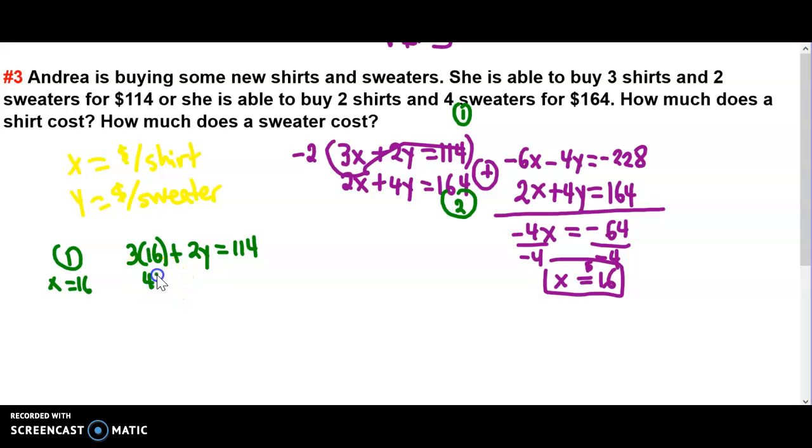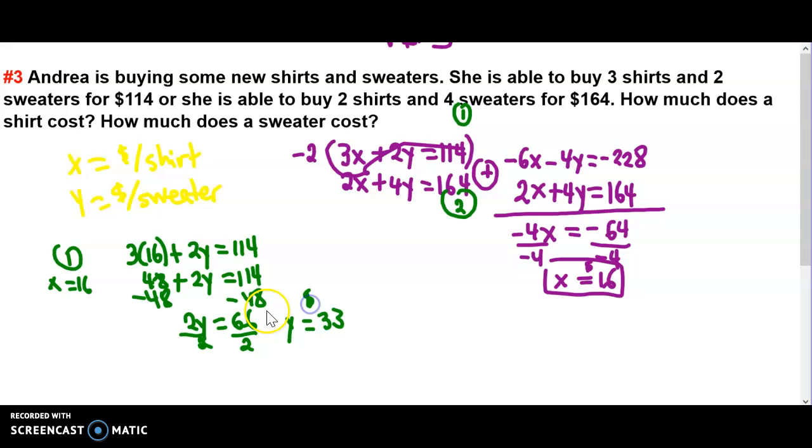3 times 16 is 48. I want y by itself, so this has to go to the other side. Take your time, put your numbers on your calculator if you have to, since they're big numbers. There's nothing wrong with that. So I get 2y equals, what is it, 66. Divide. Y equals $33. So here's what I got. I got each shirt is $16 and each sweater is $33.